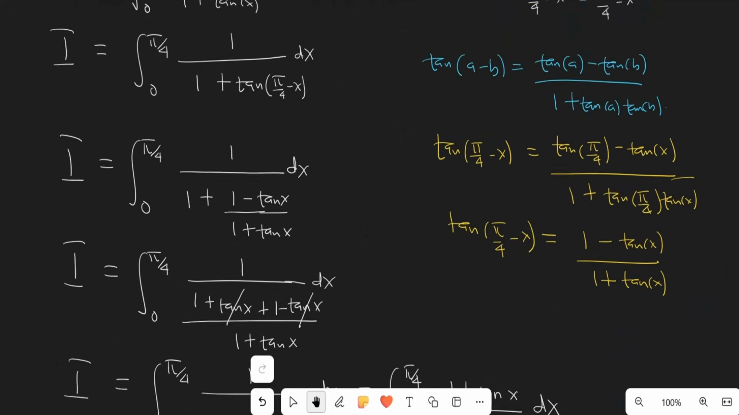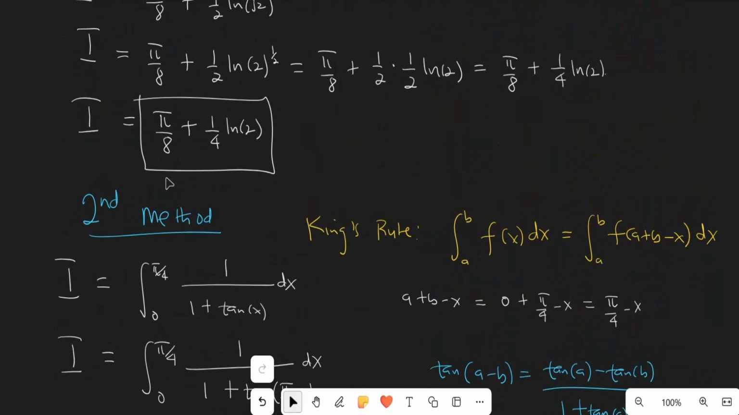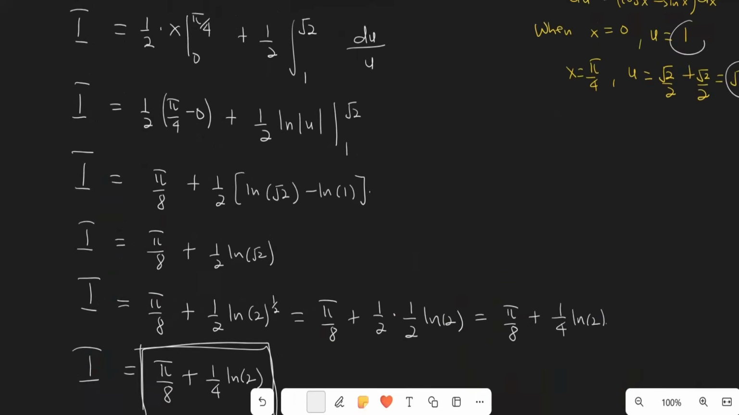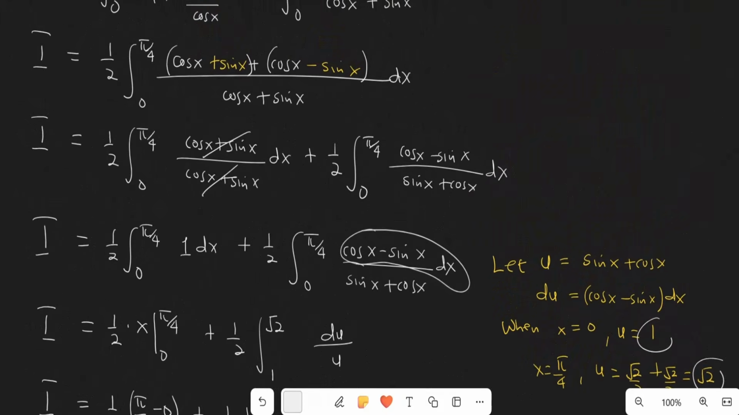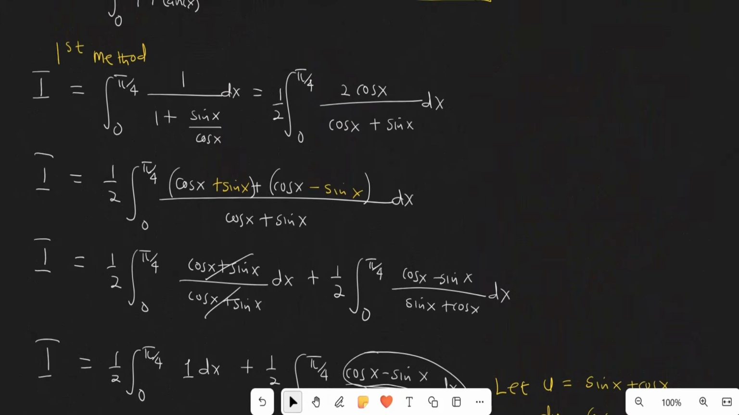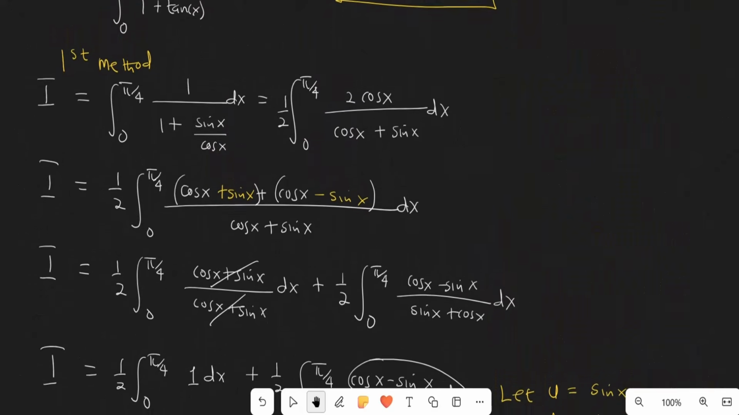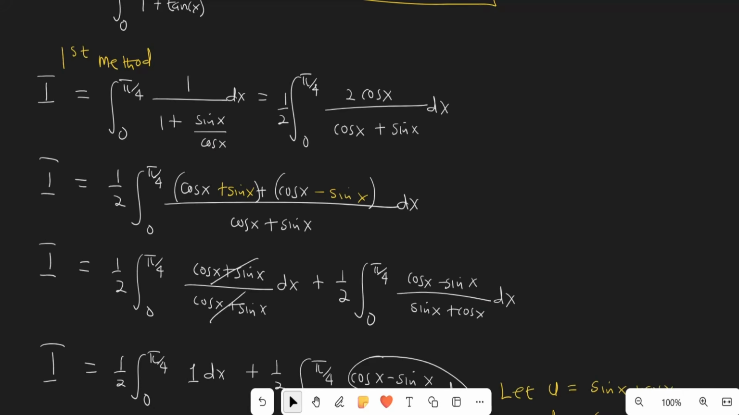So when we go to the top, we see that this one is also equal to pi over 8 plus 1 over 4 ln of 2. So we see that both methods will give the same answer. And these are the two different methods that I want to show you. So in case you encounter this in your calculus exam, you may know which one to use, which will help you achieve the answer within the shortest possible time.